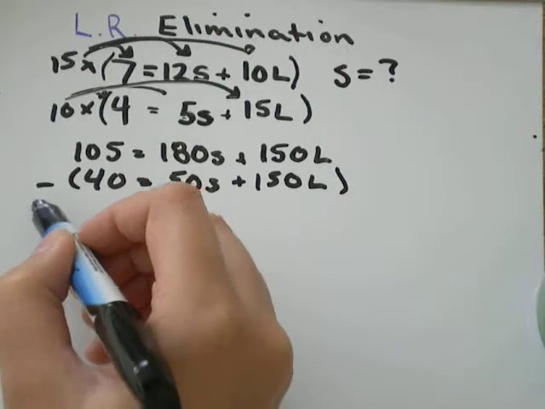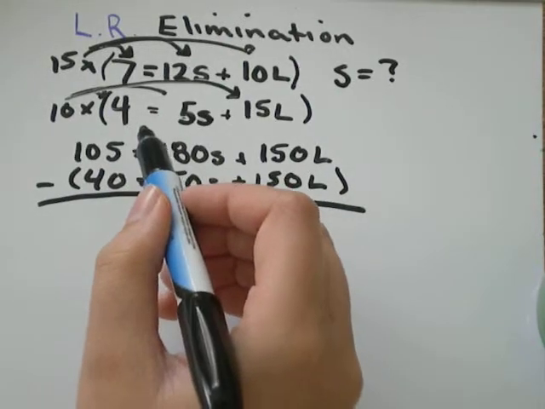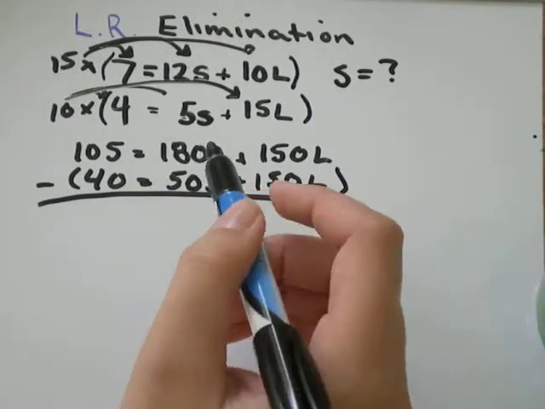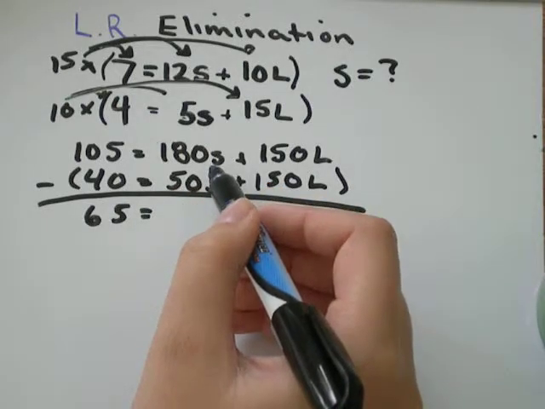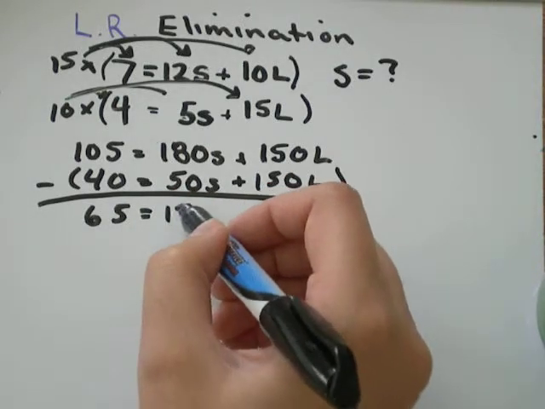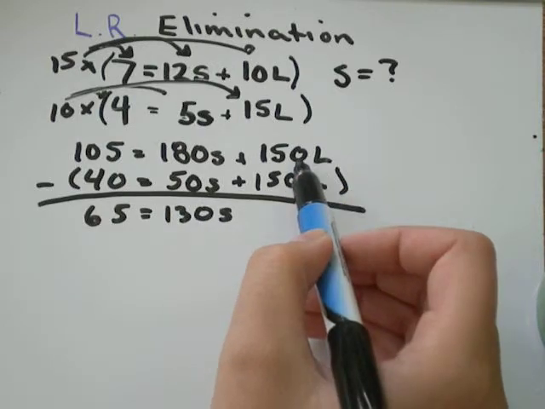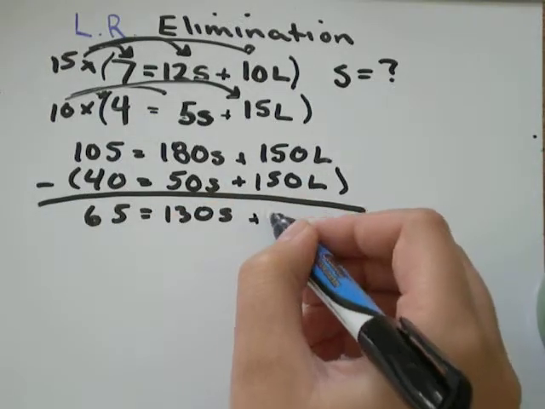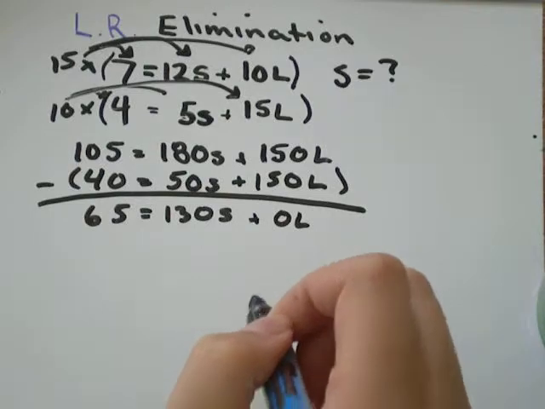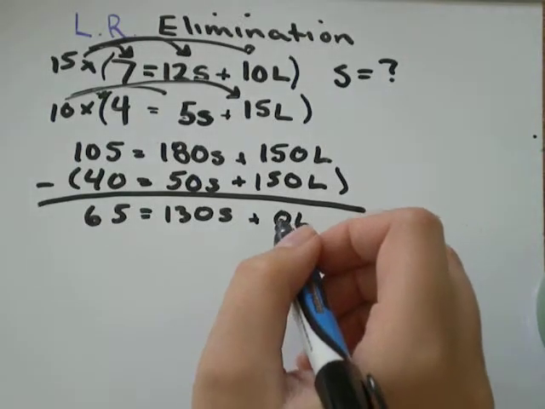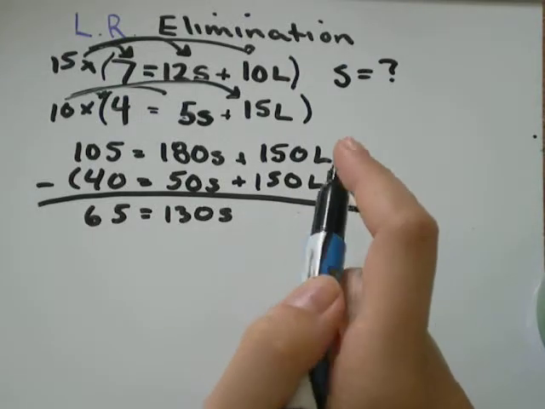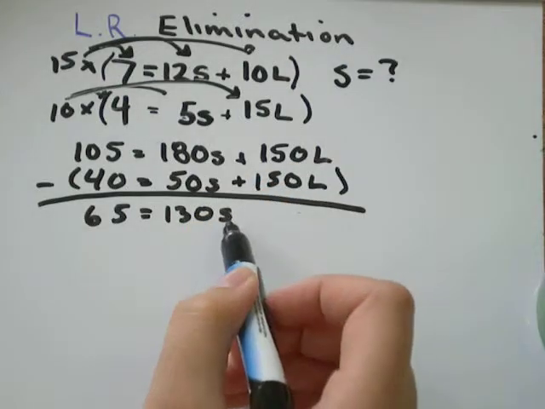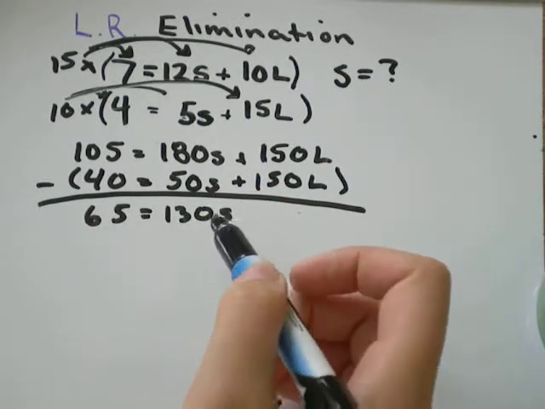So when I subtract, 105 minus 40 will be 65. 180 minus 50 will be 130S, and 150 minus 150 will be 0L. 0L, that's equivalent to nothing. So I don't even need to write it down. We've made L disappear. Now I have one variable and everything else is numbers.